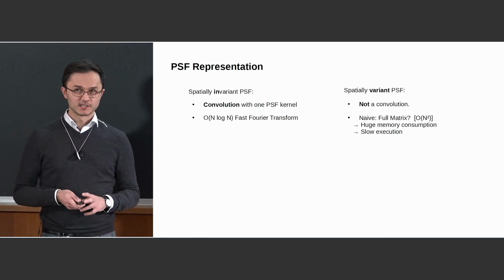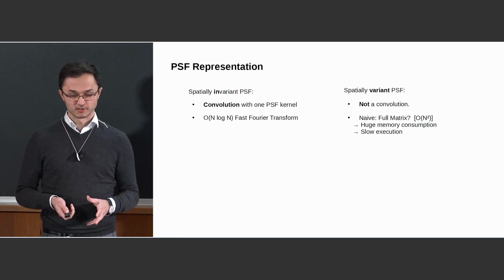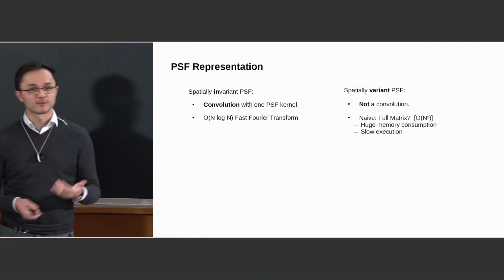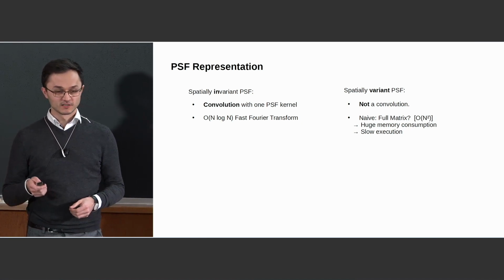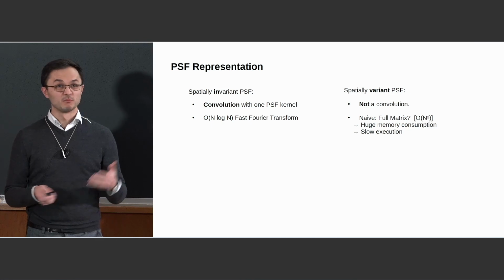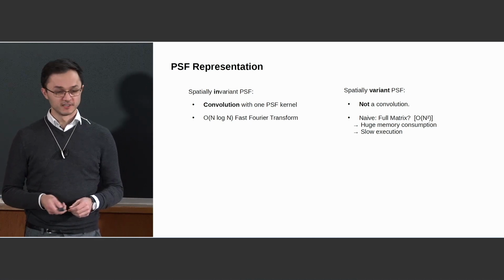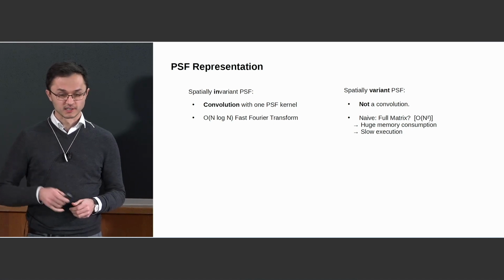And basically, this is on the complexity order of n log n, which is fine. But spatially variant ones are not a convolution. So the naive approach could be to use a full matrix representation, but this scales with n squared, and as soon as you have an image with 1,000 by 1,000 pixels, this would be 10 to the 12 matrix entries. So this alone would consume 8 terabytes of memory. So this is not feasible. And also it's super slow for execution. It would scale to n to the 3.